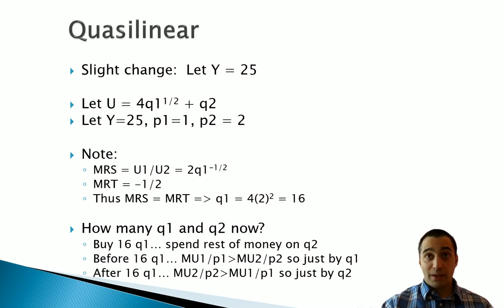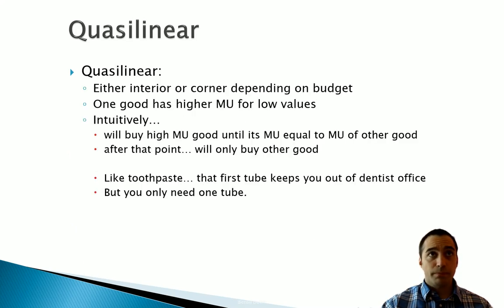Remember, we said that Q1's the better deal because MU1 over P1 is greater than MU2 over P2, so long as Q1 is less than or equal to 16. So every dollar we spend after the 16th dollar, we should put into Q2. So we'd get 16 Q1 and 9 over 2 Q2, a reasonable interior solution.